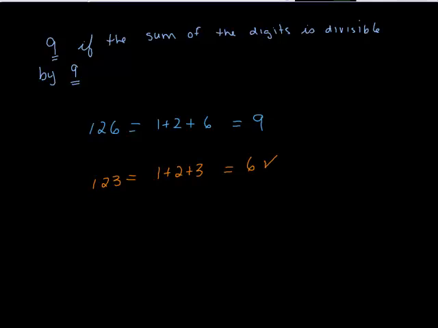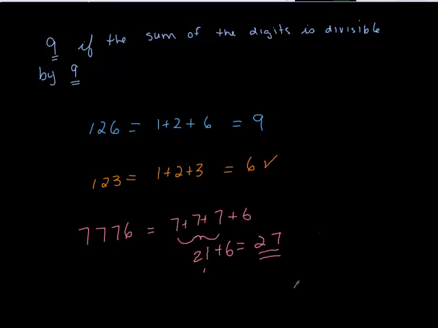Man, I could go on with this stuff for a lifetime, but you know what? Let's do one more question so we have a little bit more practice. 7,776. And I'm wondering, is this number divisible by 9? So same thing, 7 plus 7 plus 7 plus 6. 7 plus 7 plus 7, sorry about that, is 21. And 21 plus 6 is 27. And 27 is divisible by 9.